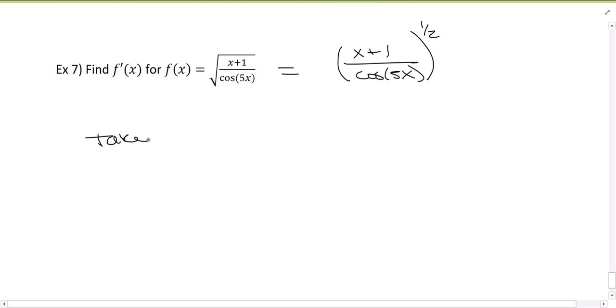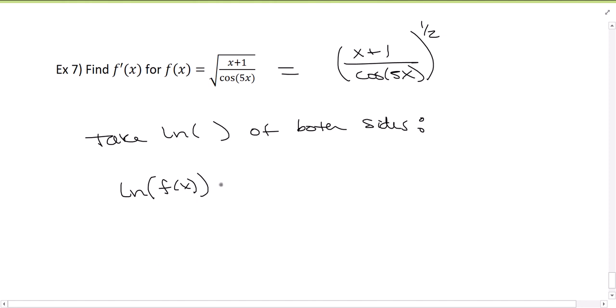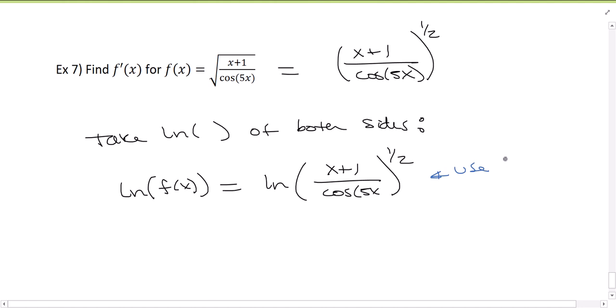So take the natural log of both sides. I'm going to have the natural log of f of x, I'm not going to change it to y, equals the natural log of this stuff. And why do I take the natural log? Because now I have a logarithm and I can use properties of logs. So use logarithmic rules to rewrite.